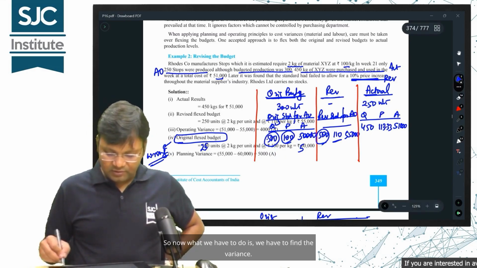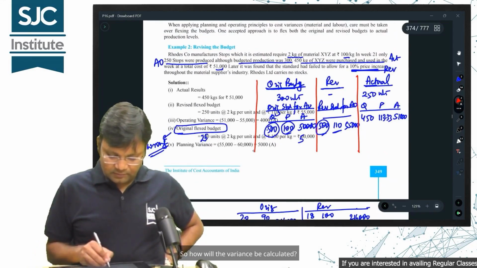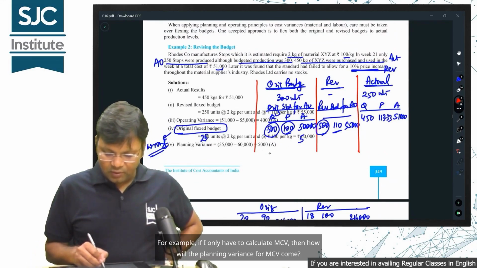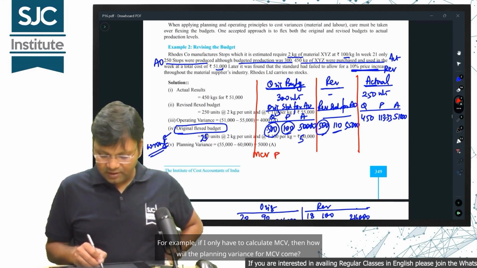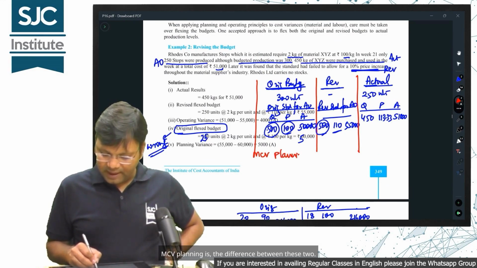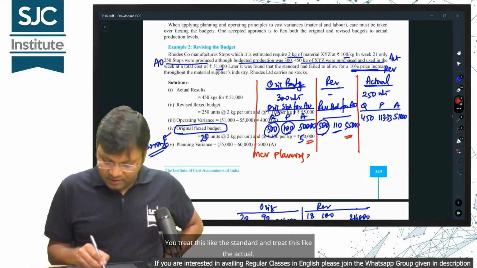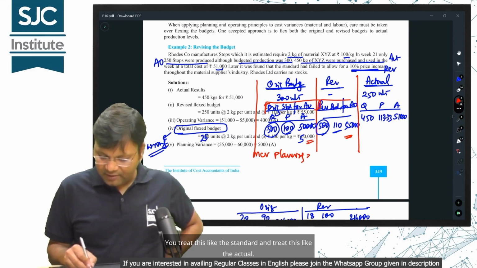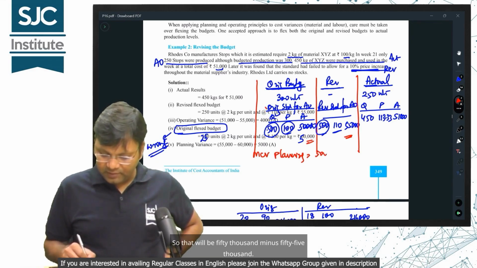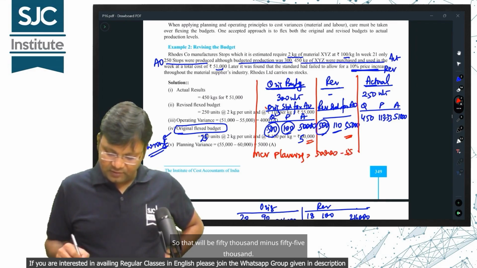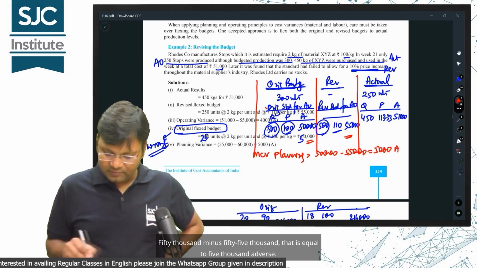So now what we have to do is find the variance. How will the variance be calculated? For example, if I only have to calculate MCV, then how will the planning variance for MCV come? MCV planning is the difference between these two. You treat this like the standard and treat the revised one as the actual. So that will be 50,000 minus 55,000, that is equal to 5,000 adverse.